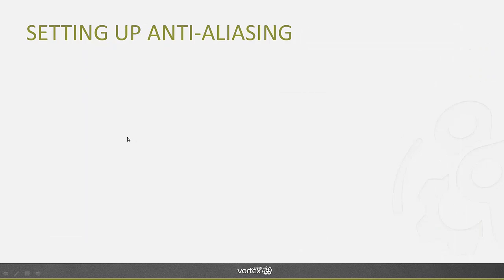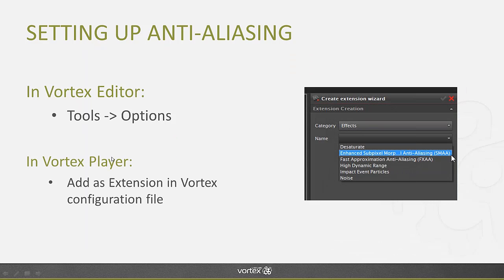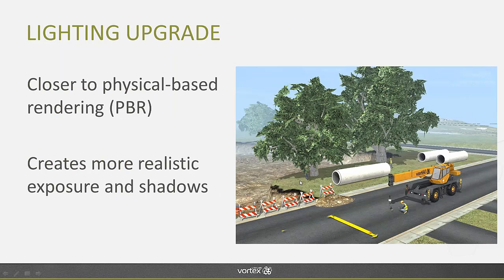Setting it up is extremely easy. In the editor, you simply go under Tool Options, and you will have a new section here that allows you to select which anti-aliasing method you want to use. Now, if you want to set it up in the player, you add it as an extension to your Vortex configuration file. And you can do this using the new setup interface that we'll look at in a moment. Now, once you add it to a rendering node, it will apply to that node. So it means that you could modify which anti-aliasing method you use depending on the node that you select.